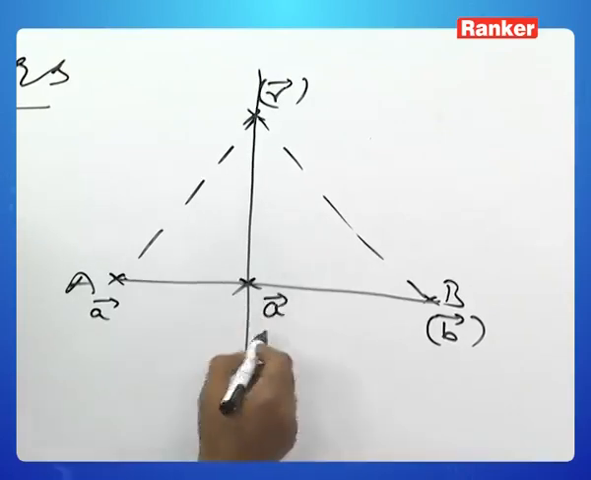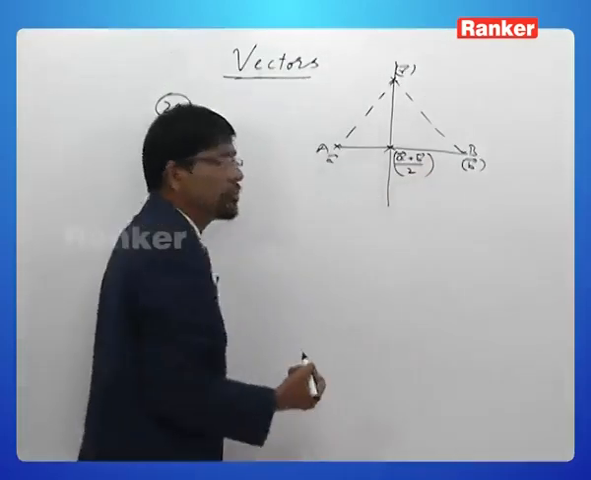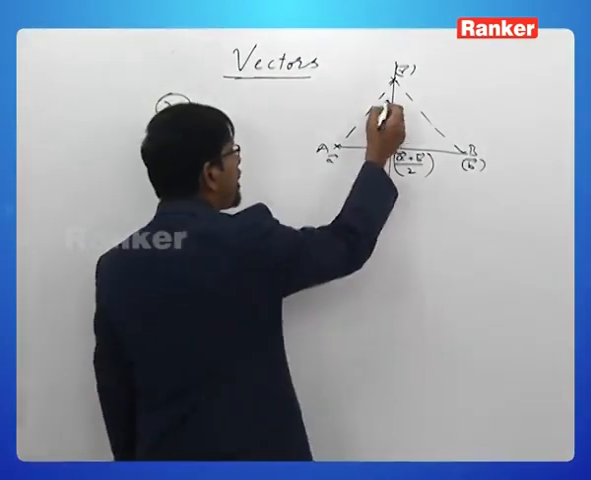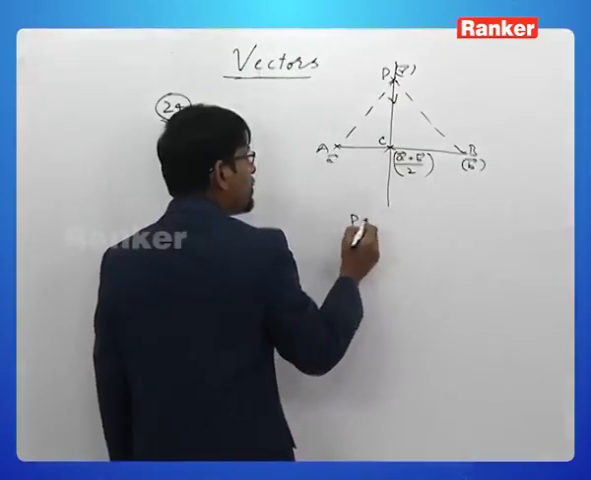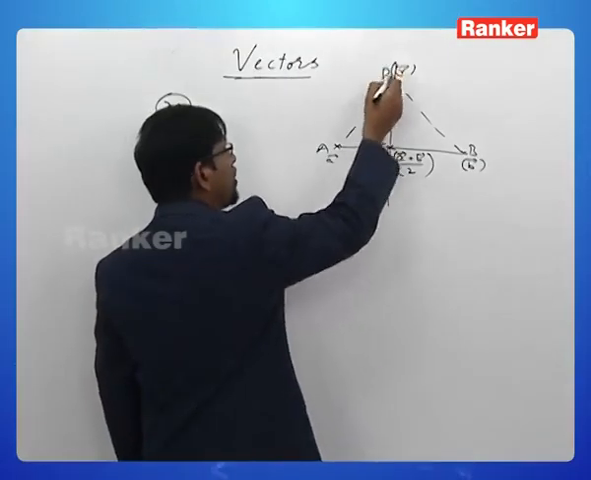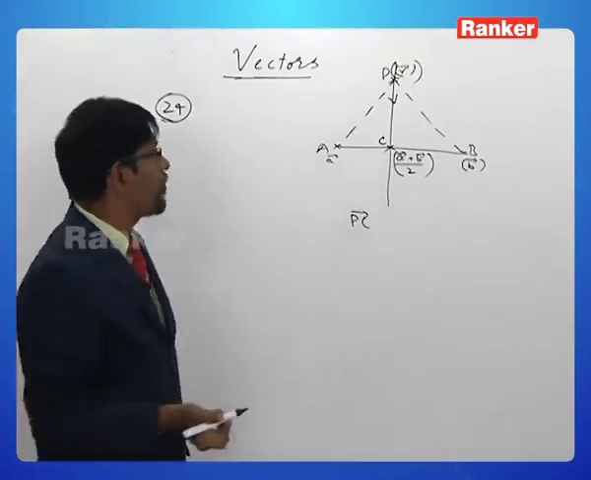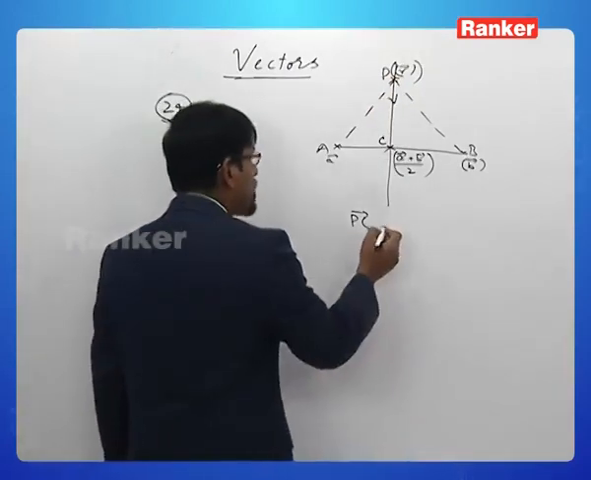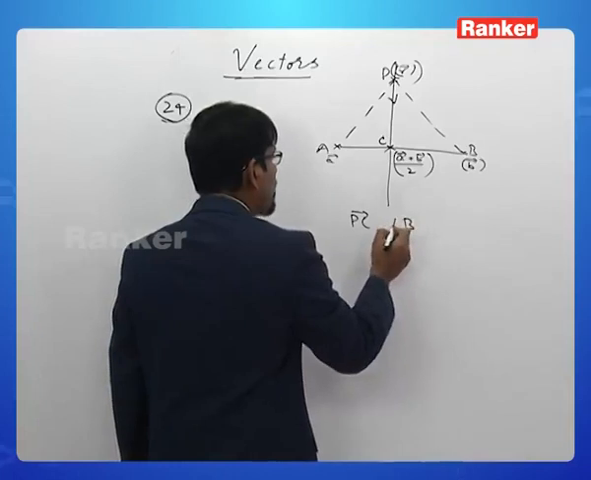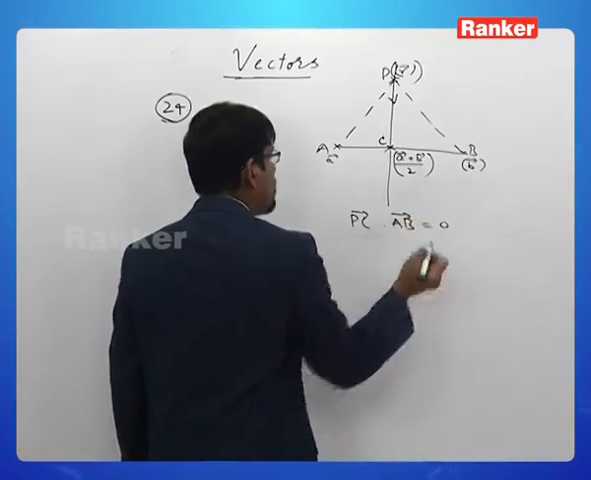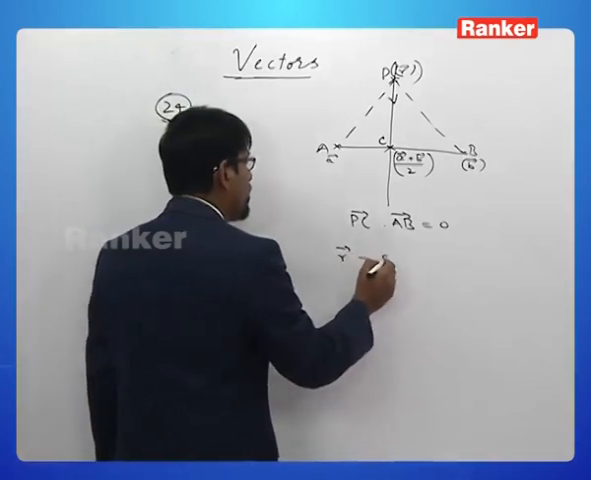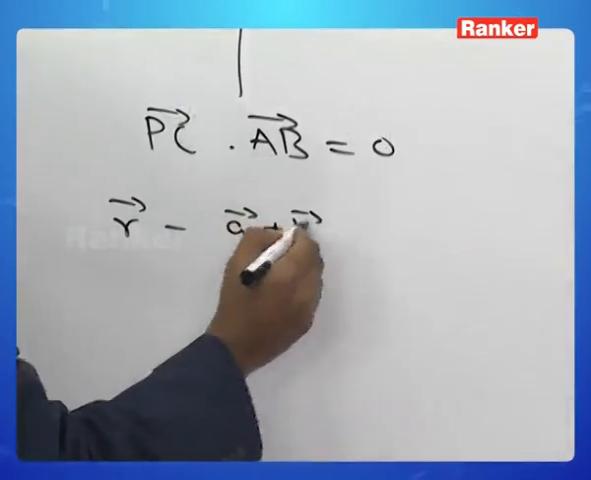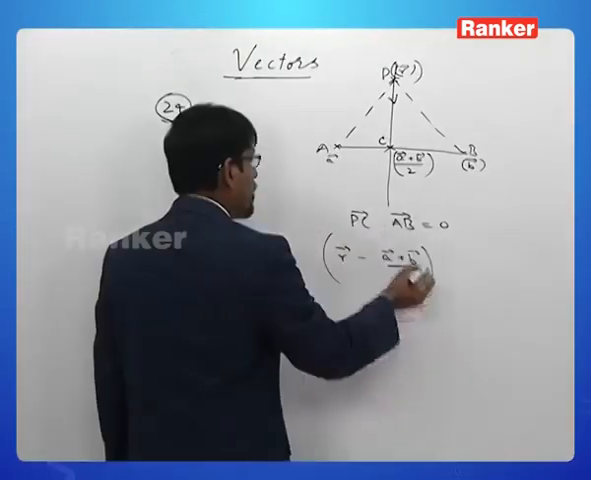So what is the midpoint of AB? That's given by (A bar plus B bar) by 2. Now let's call this vector PC, where P is a general point on the locus. PC vector is perpendicular to AB vector, so PC dot AB has to be 0. But what is PC? PC is R bar minus (A bar plus B bar) by 2.